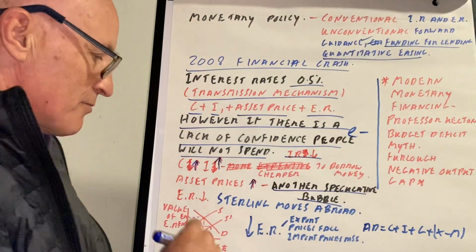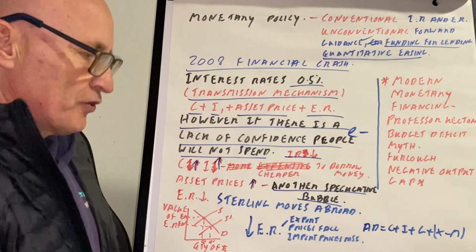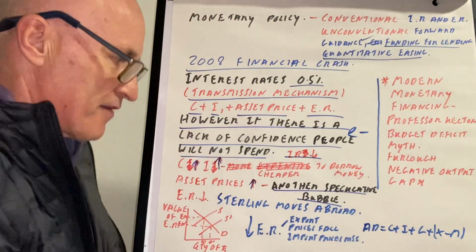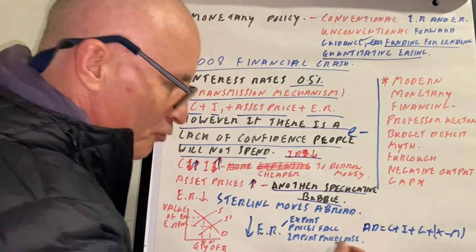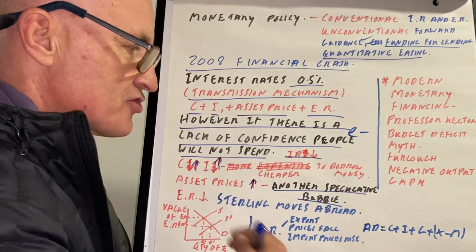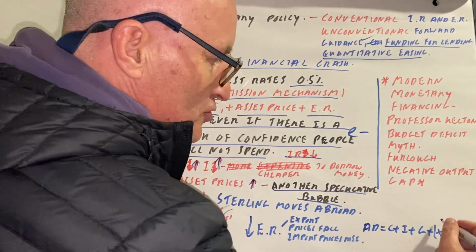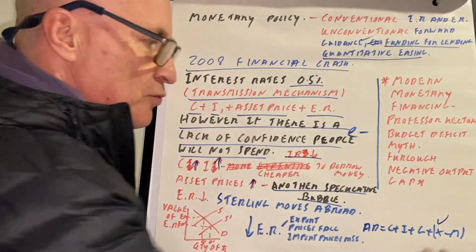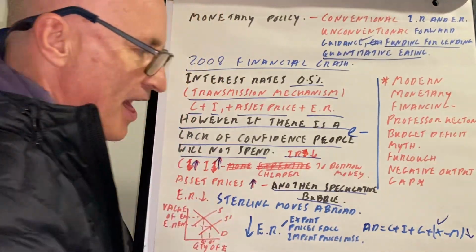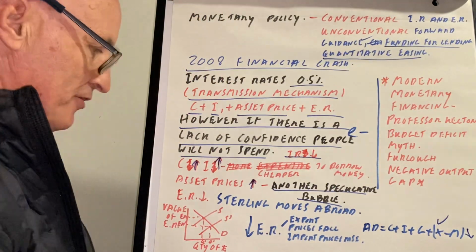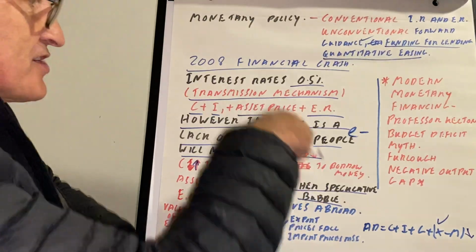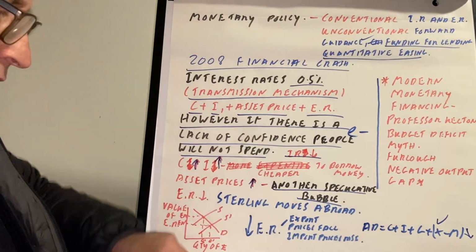Remember, we did this loads of times in the first year. Sterling moves abroad, the exchange rate falls. If the exchange rate falls, export prices fall and import prices rise. So hopefully we will sell more exports, so that will go up, and imports will go down, and therefore that will lead to an increase in aggregate demand. Okay, so this is the transmission mechanism here.